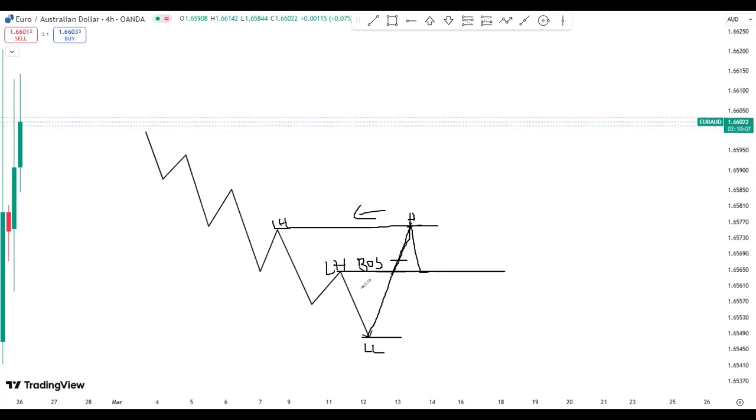Why I want you to check that one? Here, you might get a continuation pattern. You might get a continuation pattern here. So if you have a continuation pattern here, do not expect the market to just turn and go up here. Expect the market to dip a little bit. And this one, guys, is very much important. I know most of you are not aware of this.